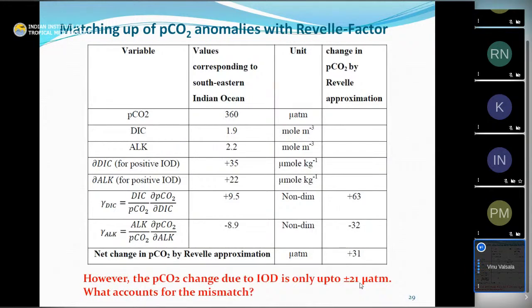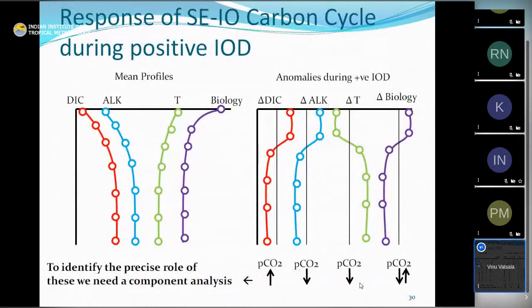So what we have done is we looked at why this is happening: the response of the Southeast Indian Ocean carbon cycle during positive IOD. Let us do a thought experiment this way. I introduce the mean profiles of DIC, alkalinity, temperature and biology from the surface to 200 meters. So this is a kind of mean profile. Inclining to the left means the surface is more dilute than the deep. Inclining to the right means the surface is higher than what is in the deep.